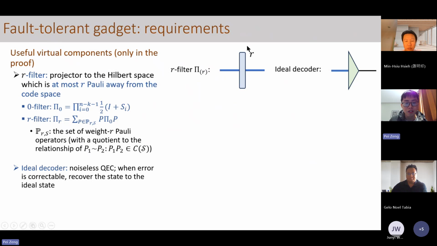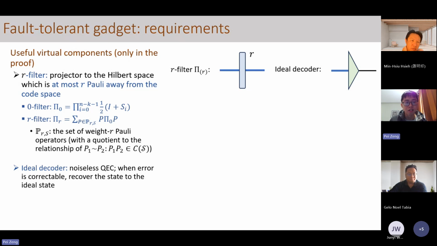Basically, the filter is like a projector, which projects the Hilbert space at most r Paulis away from the code space. This is a mathematical object which you don't need to implement in the experiments. And the ideal decoder is a noiseless QEC. When the error is correctable, the ideal decoder will recover the state to the ideal code state. So these are two objects. With these two objects, you can define fault-tolerant state preparation, gates, error corrections, and logical measurements.